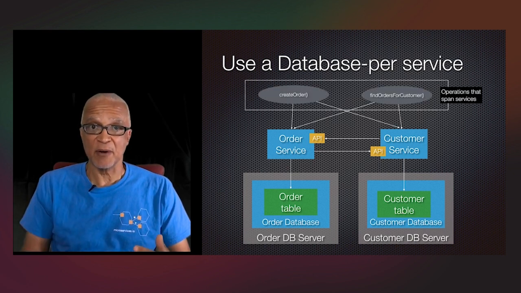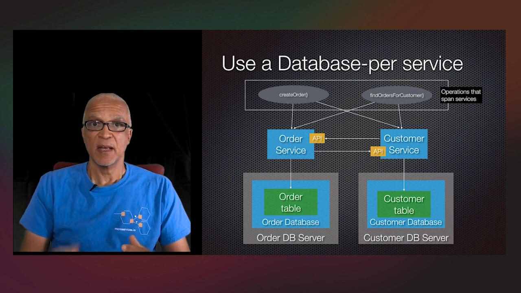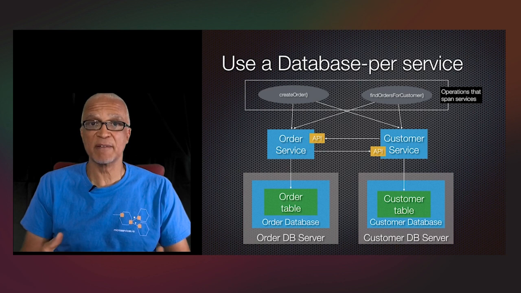The challenge, however, is that there are commands and queries that span services. In this example, the create order command spans both databases. And there are queries such as find order for customer that also span databases. We need a way to implement these commands and queries in a loosely coupled way.